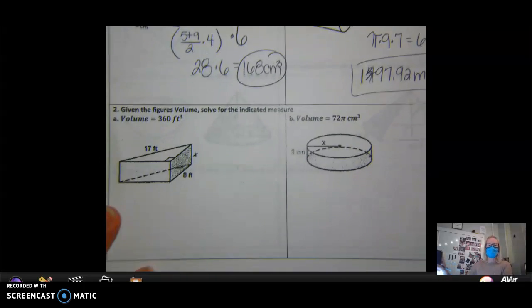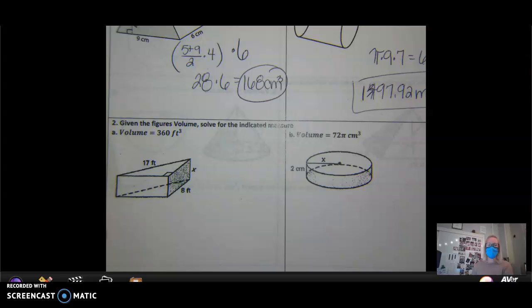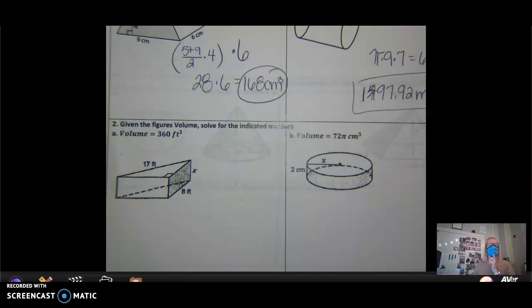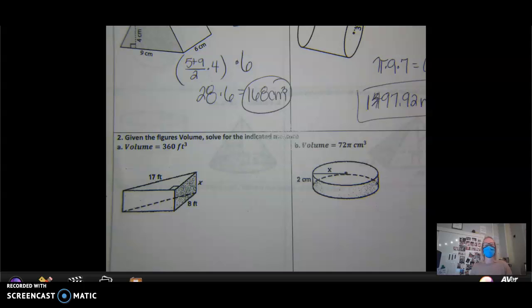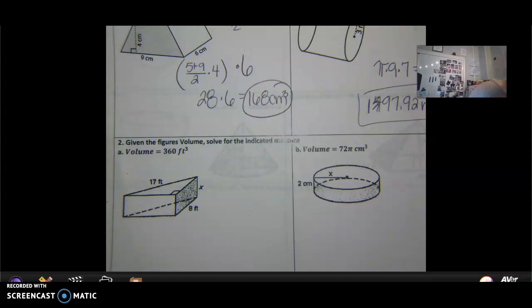Okay, the next two, it says given the figure's volume, solve for the indicated measure. I want you to try this on your own first. Be careful on this one. I'm going to give you about 2 minutes to see how far you can get on it. Okay, so let's try the second one.